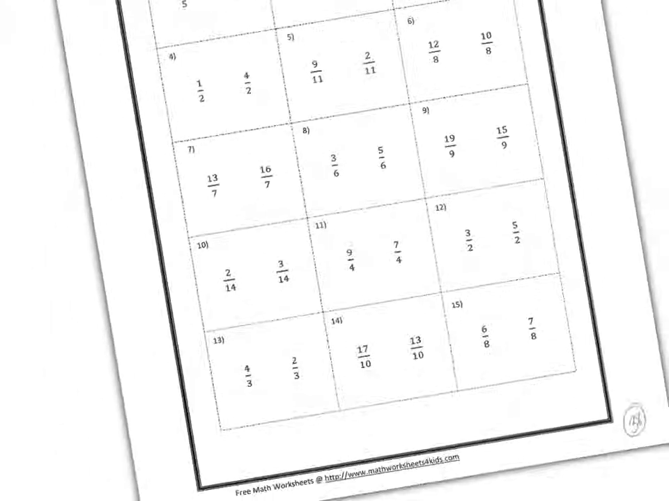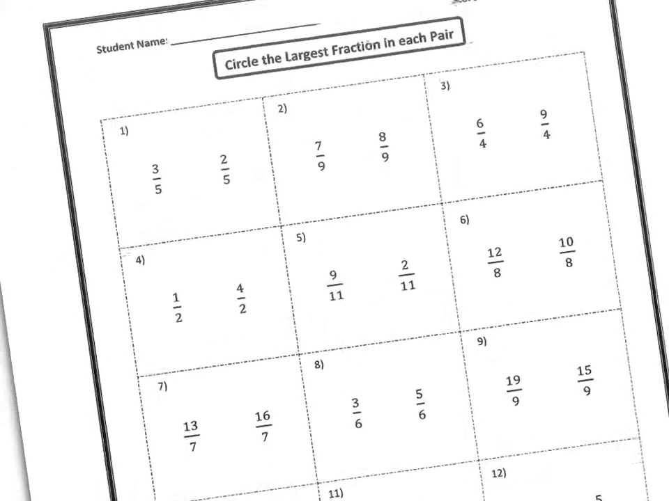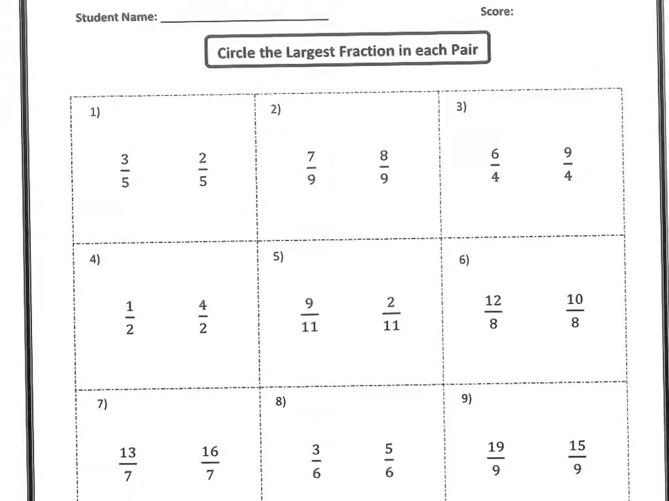And then this is page 38, which is the end of lesson 6. And again, on this page, all the denominators are the same. So you're just picking which numerator is bigger. So when you're done, you need to have an adult sign your mastery list, and then you can move on to lesson 7. Thanks.